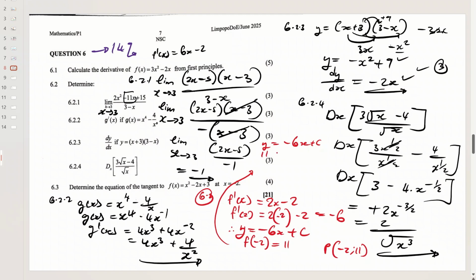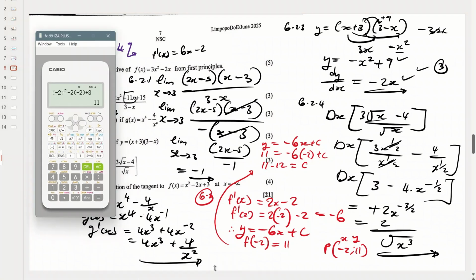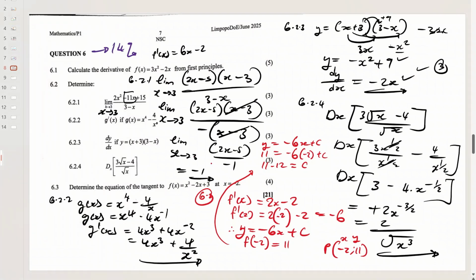So 11 in the place of y, remember this is x, y. So this is negative 6 times negative 2 plus c. That's 12. This will give you 12. And then 11 minus that 12 is going to give you c. So 11 minus 12 is negative 1. Understand? That's negative 1. Now, let me see if I did that correctly. Negative 2 squared, then minus 2, and then plus 3, yes. And then it gave us 11. And then now, you say negative 6 times what?